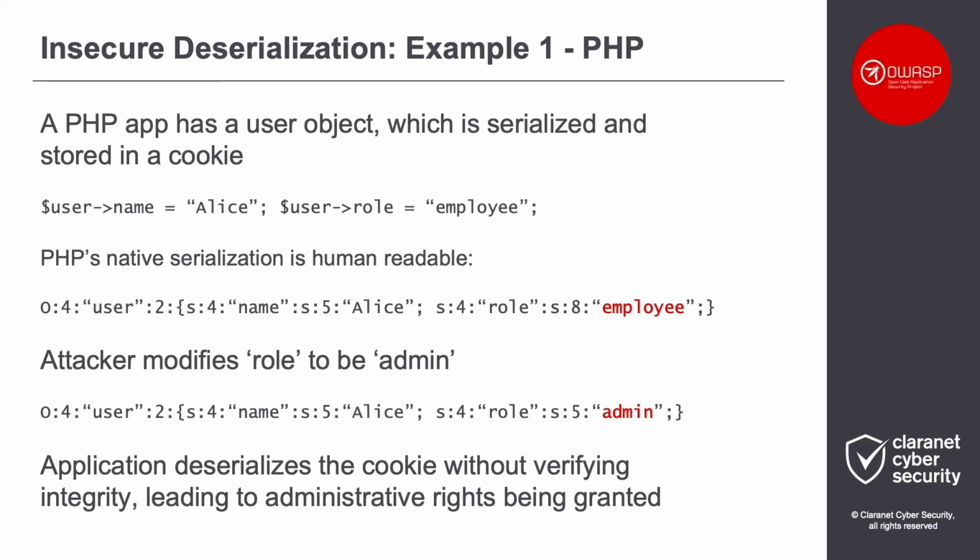PHP's serialize function leaves the data in human readable format, which is easily modified. By modifying the string employee in the cookie to admin, the attacker is aiming to be granted administrative rights. When the application receives the user cookie, it fails to verify that the cookie's value has not been modified before deserializing. As far as the application is now concerned, Alice is an administrator and should be presented with all administrative functions, leading to the attacker gaining much more access than they originally were intended to have.